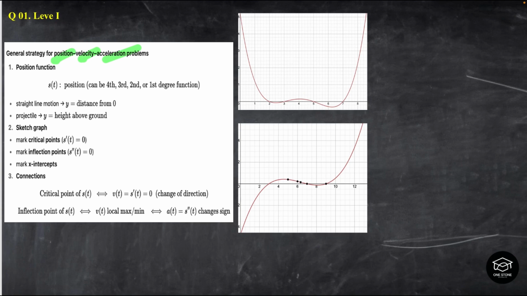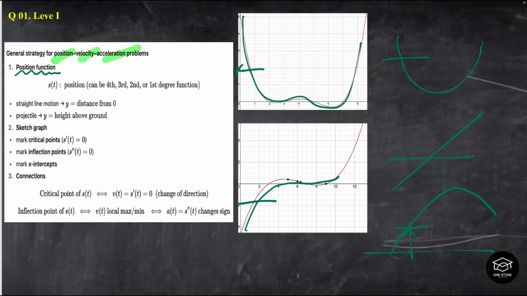First, the position function can be quartic, cubic, quadratic, or even linear. What matters is the y value against time. For straight-line motion, the y value is distance from the origin. For a projectile, the y value is height above the ground.